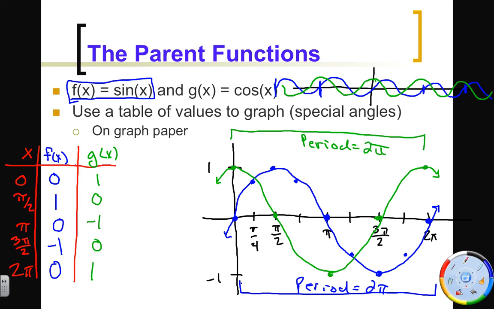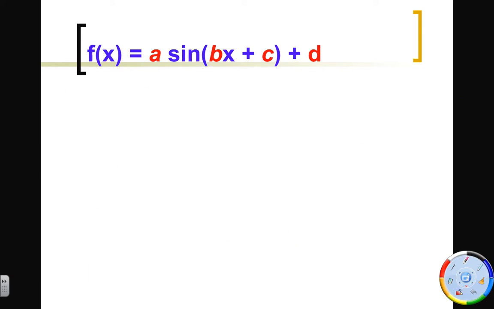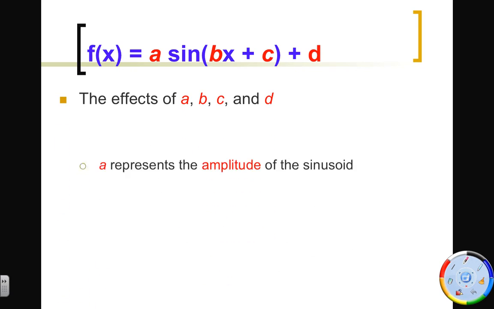Okay, so let's move on to the letters, A, B, C, and D. All right, so we're going to look at what these 4 values do, and it's very important that you understand what each of those 4 values do specifically for sine and cosine. Later we'll get to the other 4 functions. We do the other 4 functions in the next section. Okay, so the effects of A, B, C, and D.